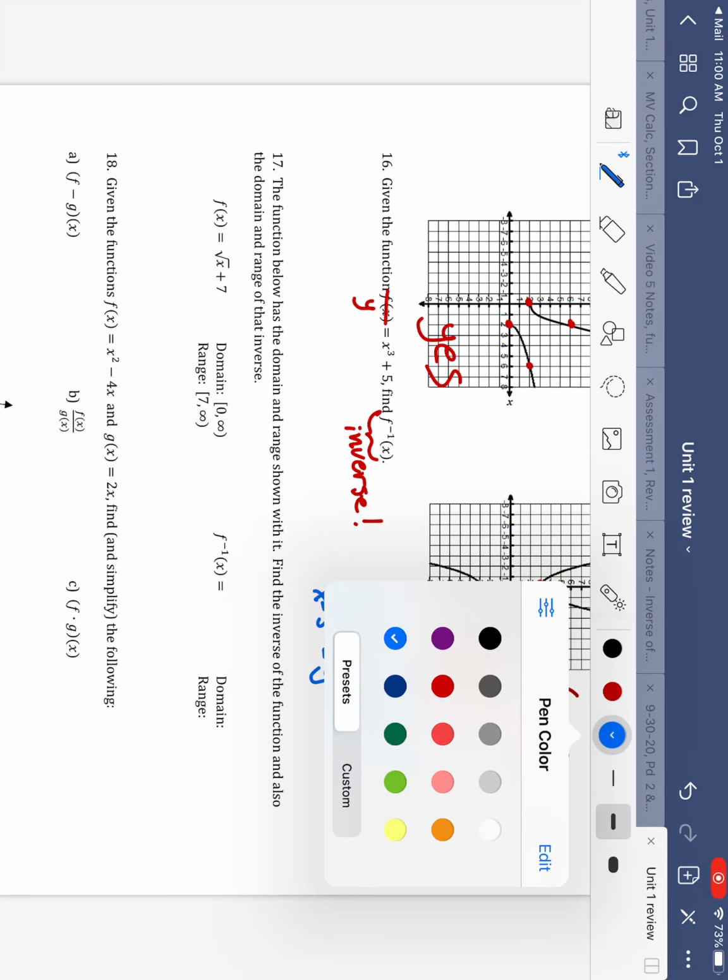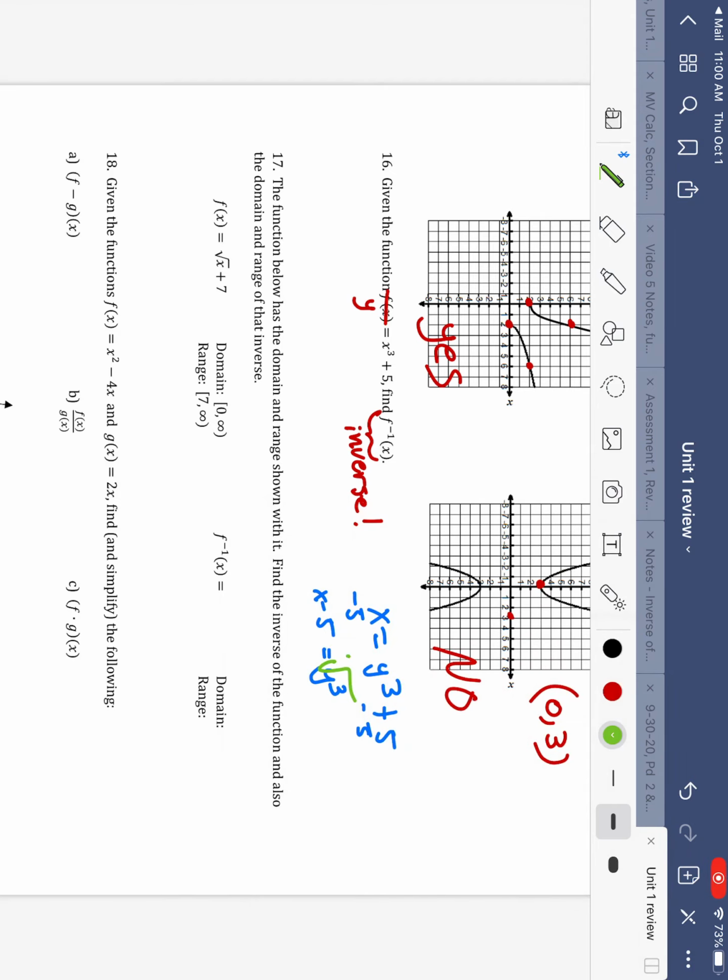Then hopefully you remember that to get rid of a cube, I do a cube root. So that would mean I would have y equals cube root of x minus 5. And there's my inverse. But it was given to me in this f of x notation, so I'm going to write f negative 1 of x equals cube root of x minus 5. And that would be my answer.